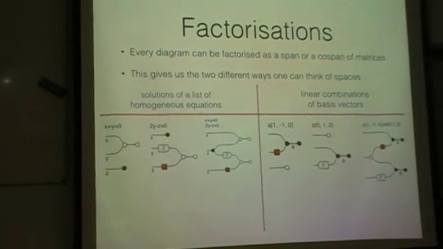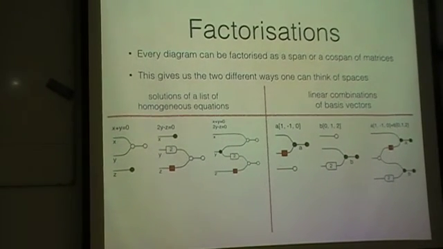As we saw two slides ago, we know that every diagram can be factorized as a span or a cospan. Now if we look at very special kinds of diagrams, the diagrams from k to 0, then those diagrams should be in one-to-one correspondence with subspaces of Q to the k, right? So in particular, these two different factorizations give us two different ways one can think of linear spaces.